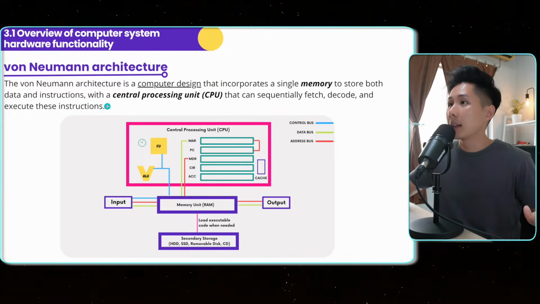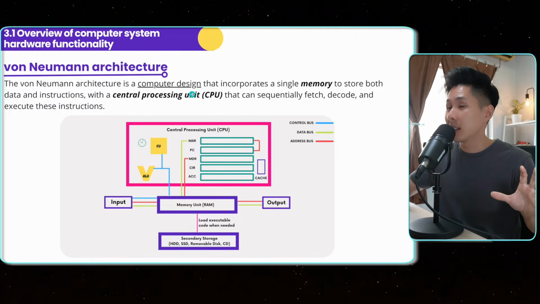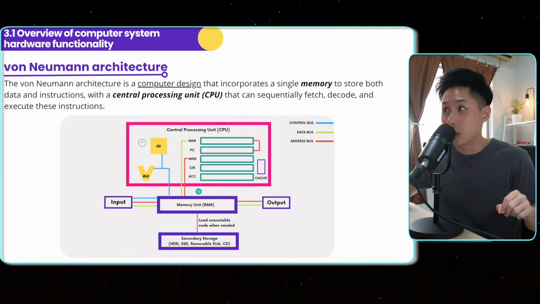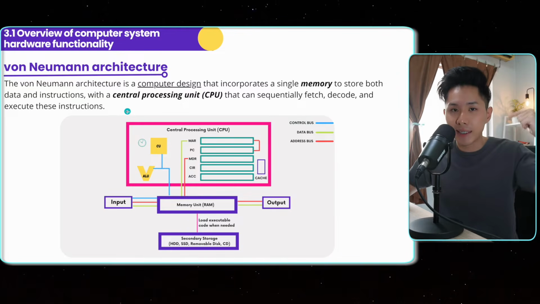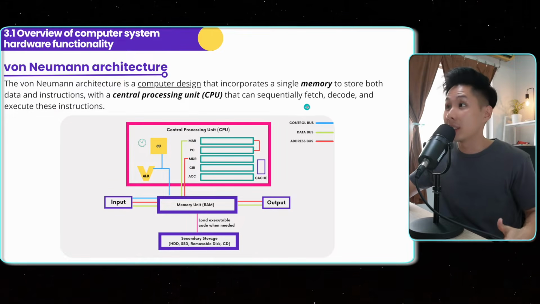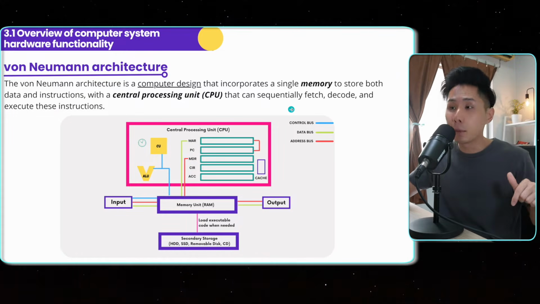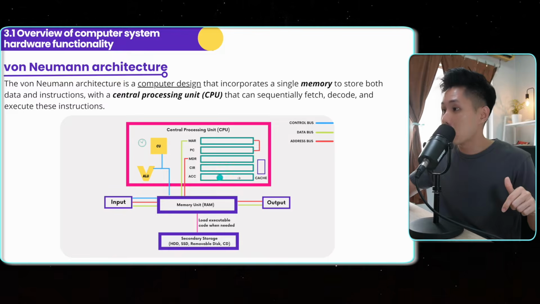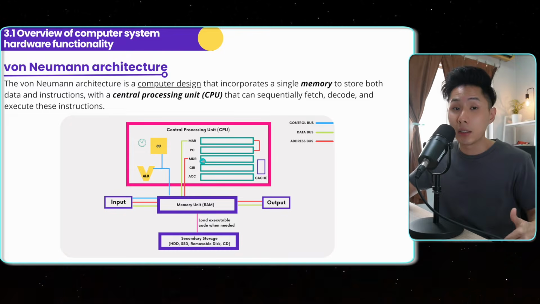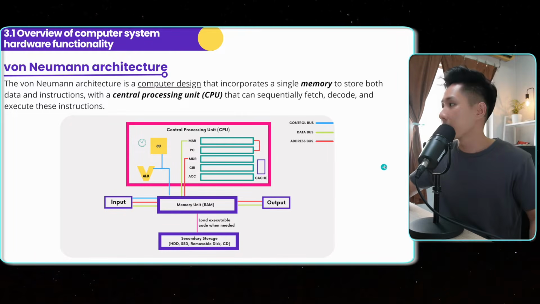So the von Neumann architecture is a computer design proposed by John von Neumann that incorporates a single memory to store both data and instructions with a central processing unit. Think of it as the brain of the computer system that can sequentially fetch, decode, and execute these instructions. So today in this video, we're going to look into the memory part and the input and output. And in chapter 4, we're going to look into what a central processing unit does and what it comprises.